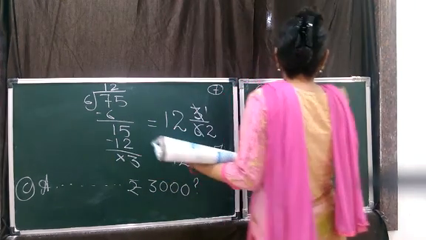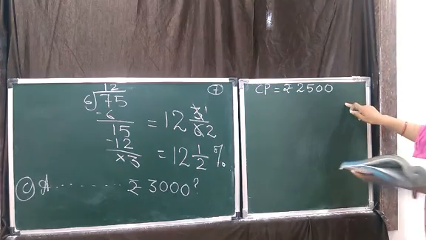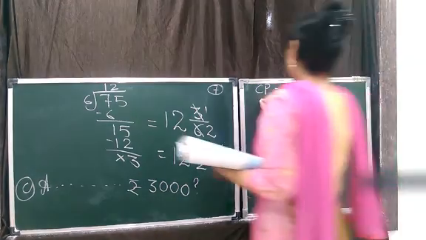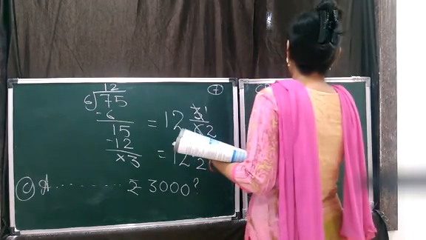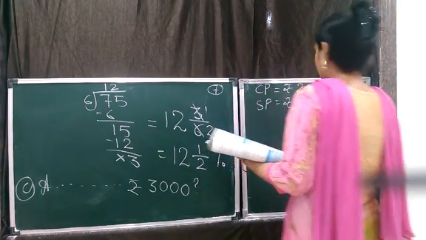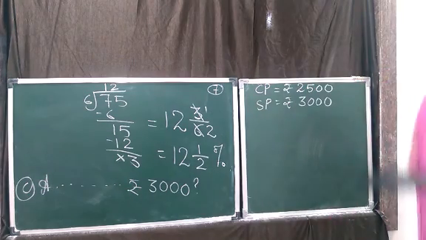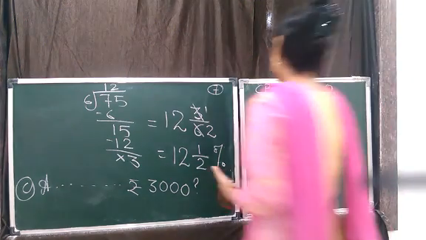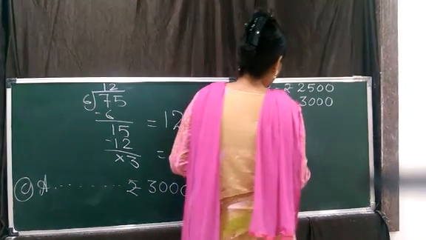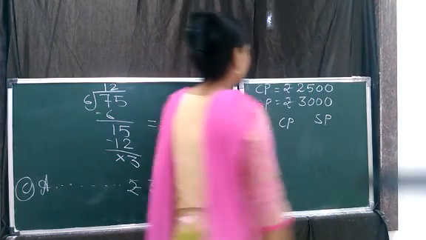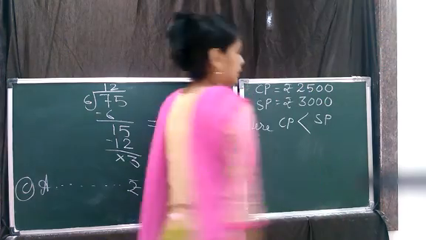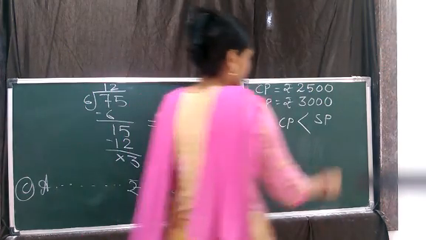The cost price is rupees 2,500 and selling price is equal to rupees 3,000. So again we will compare here to find out whether it's a profit or a loss. So here again CP and SP. Now who is greater? CP is greater or SP is greater? Obviously SP is greater, so again it's a profit.